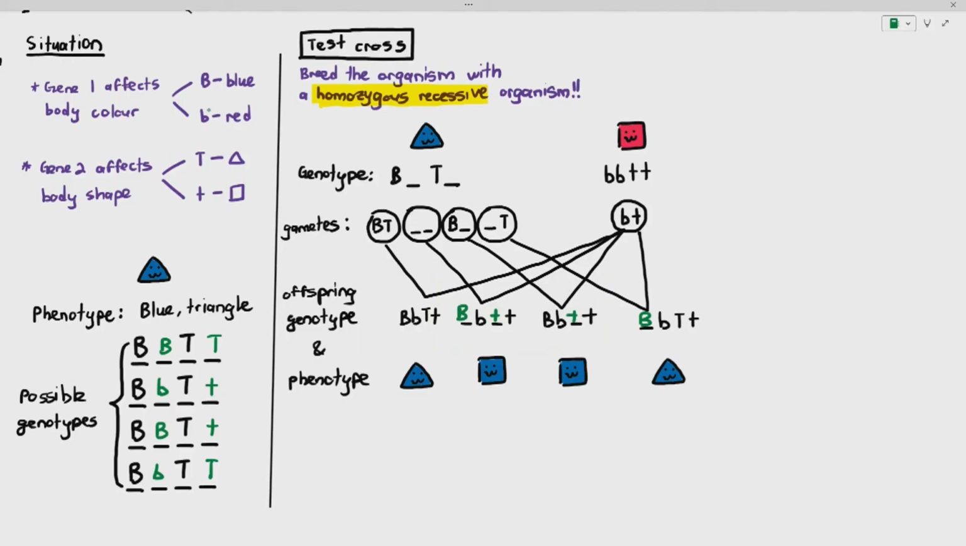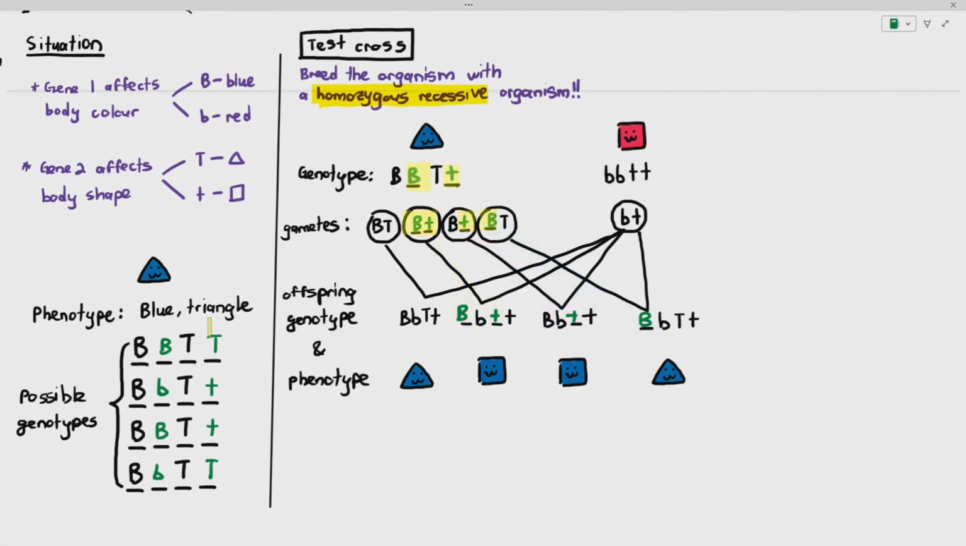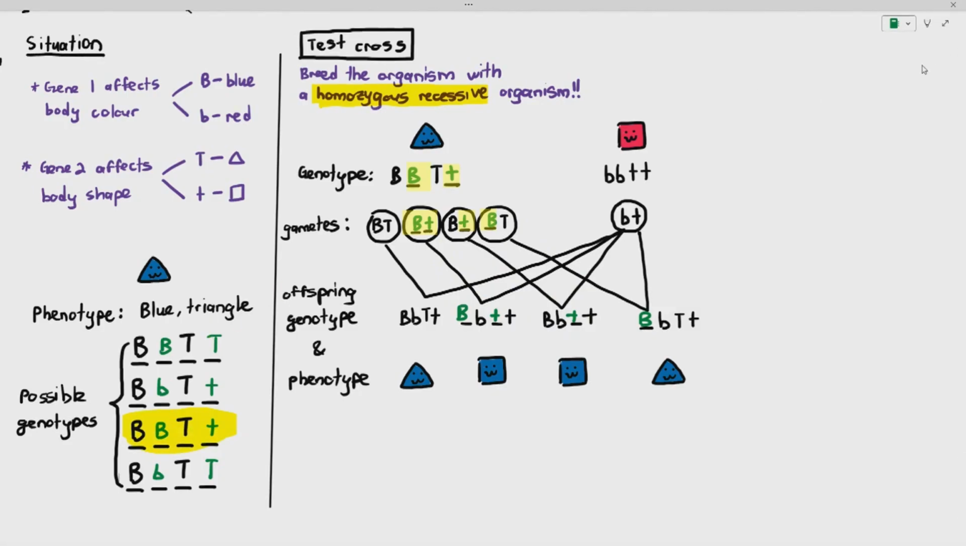So the unknown gametes, which I've highlighted, I'm just highlighting again to show you how it works. The parent here will have to have one large B and one small t. So it is homozygous for the body color gene, but it's heterozygous for the body shape gene. It's a bit interesting here, which is large B, large B, large T, small t. That's the genotype of the parent right there.